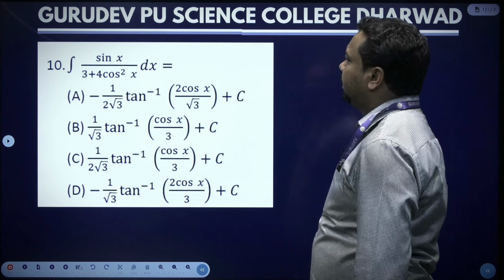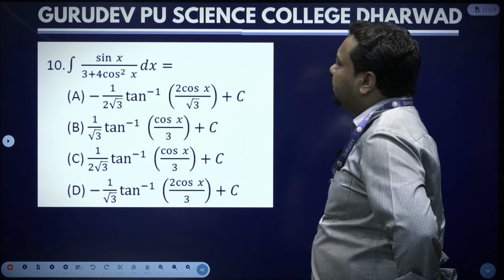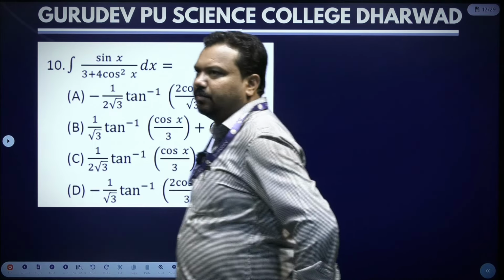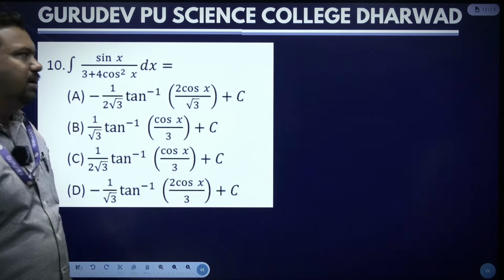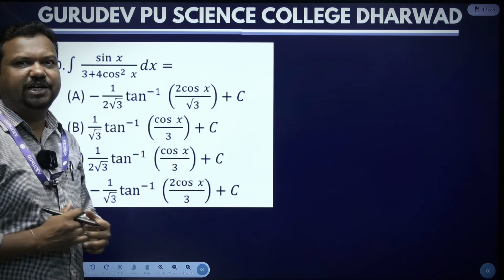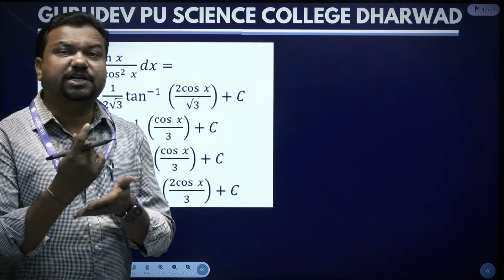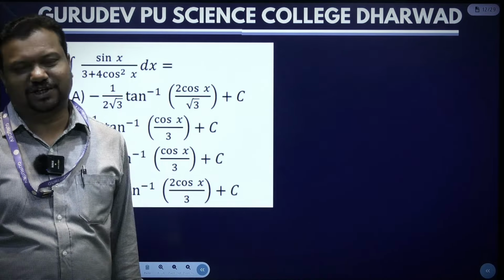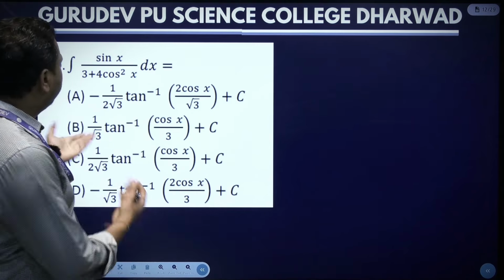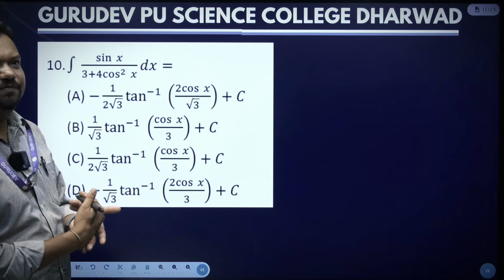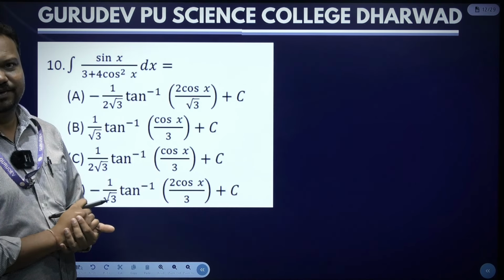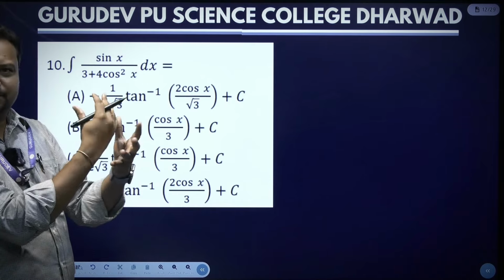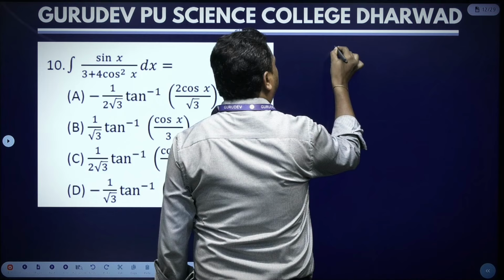Let's go for the next one. Integral of sin x divided by 3 plus 4 cos square x dx. When you look at the problem you should realize, the friendship is good here. Which friendship? Sin and cos. Right? This is a question based on that friendship. Which method? You understand right on seeing the problem: the differentiation of cos x is minus sin x. So the relation between cos and sin is defined. Therefore, it is easy to understand.